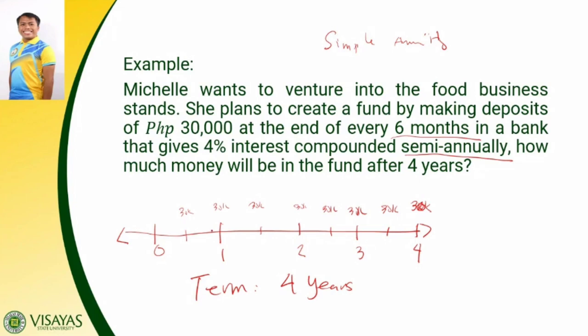So 4 times 2, dapat na siya 8 payments nga mahimo for the whole term. Okay? So ato na siya i-compute. So in this problem, we see that the regular payments are, okay, ang ato R here is 30,000. So natay given nga ang ato payment here is 30,000 pesos.